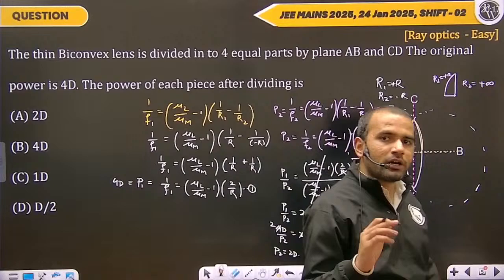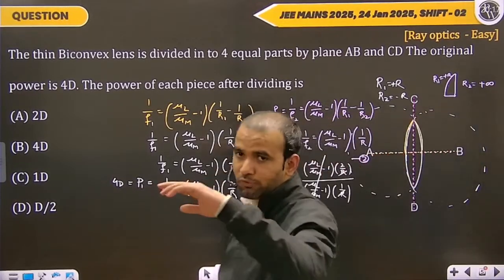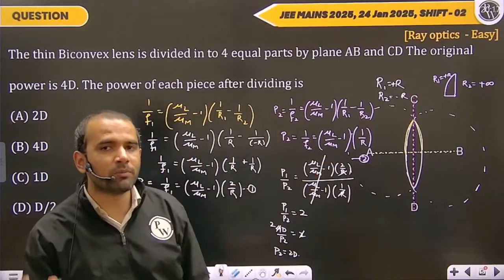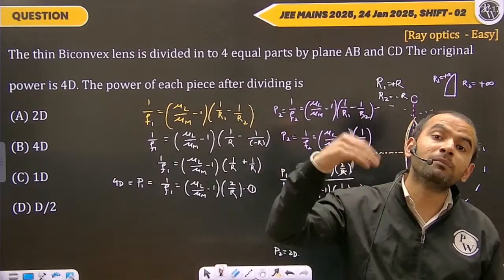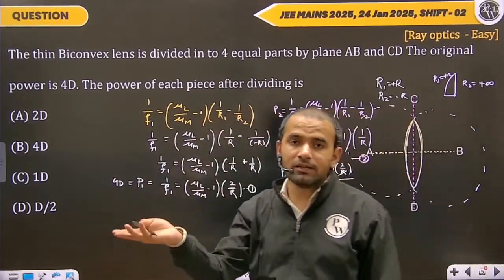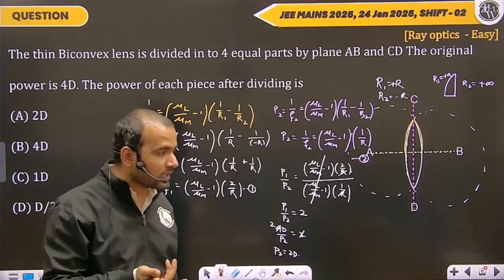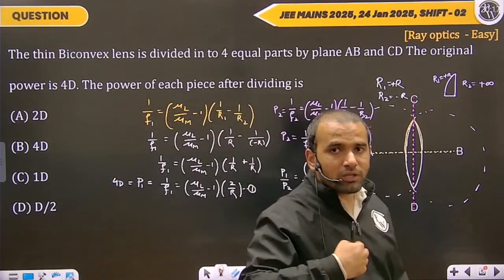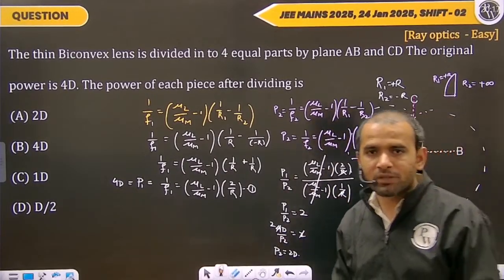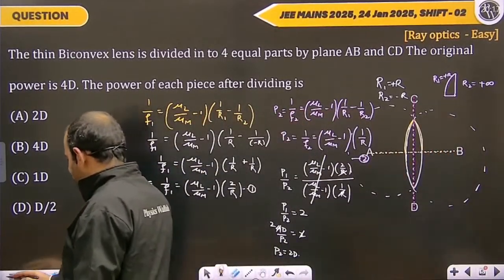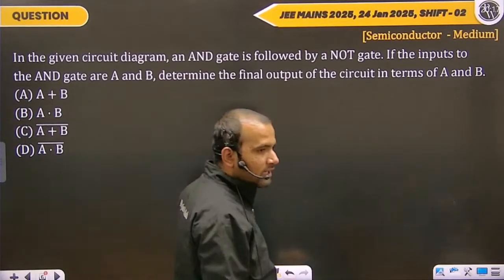Many of us already know that if you cut this lens horizontally, there won't be any change in focal length. If you cut it vertically, the focal length will become double. If the focal length doubles, then definitely the power will become half. So directly you can answer if you remember that. Otherwise, you can answer this question using the lens maker formula. So let us move to the next question. Okay, the next question is from semiconductors, right?